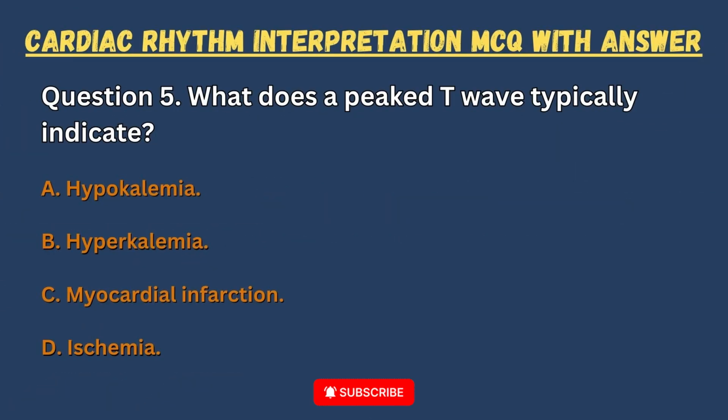Question 5. What does a peaked T wave typically indicate? A. Hypokalemia. B. Hyperkalemia. C. Myocardial infarction. D. Ischemia.